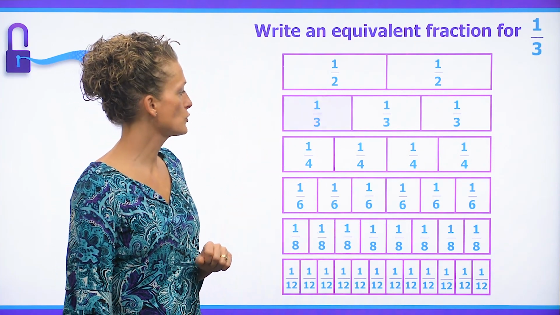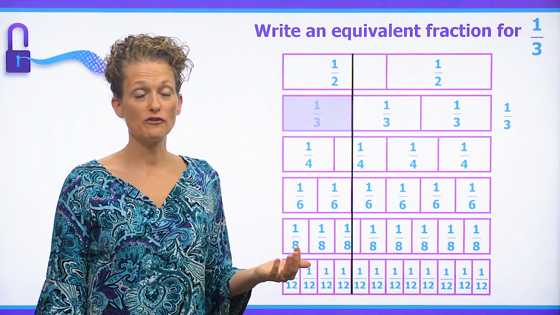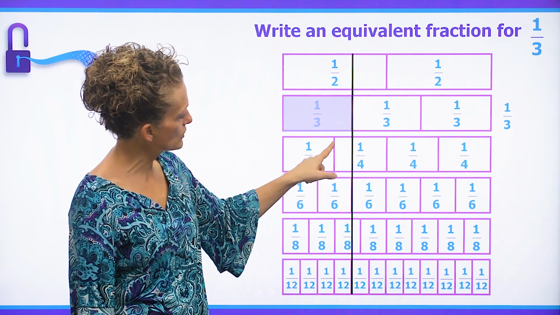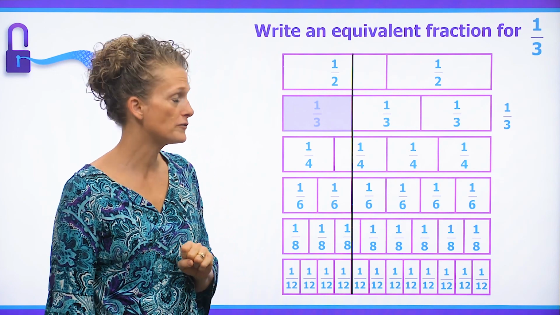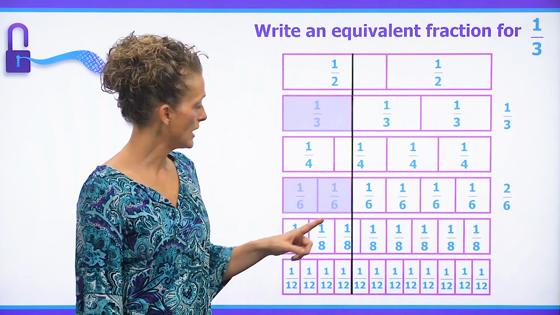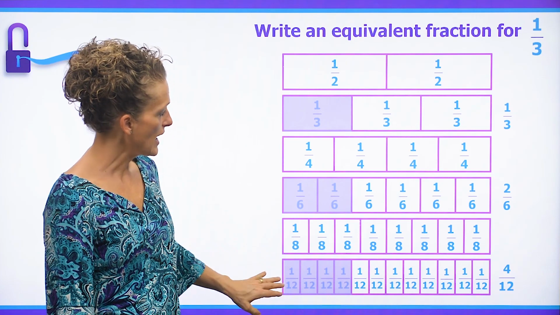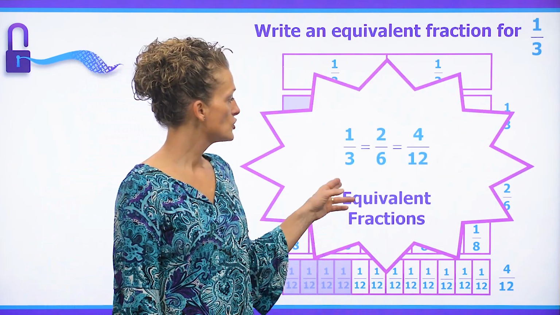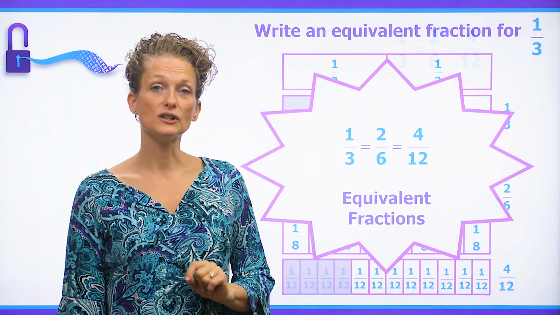Write an equivalent fraction for 1/3. So we're going to shade in 1/3. We're going to draw a line and see what other fraction strips will line up with this line. And so you can see here, this 1/4 goes through that piece, and so that's why it's not part of our equivalent fraction. But we can see here that 2/6 lines up. This is the same amount of space as 1/3. And down here at 4/12, it also has the same amount of space that is shaded. So 1/3 equals 2/6 equals 4/12. These are all equivalent fractions.